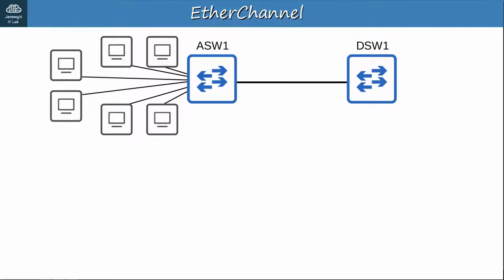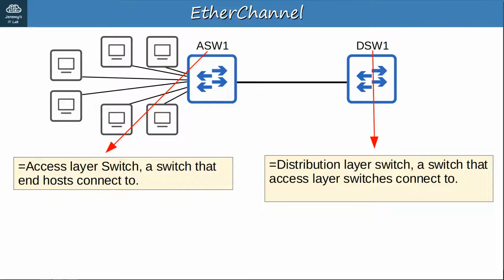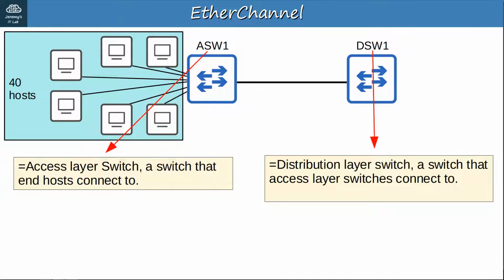So let me demonstrate a problem. We have two switches here, A switch 1 and D switch 1. I will talk about basic network design later in the course, but A switch stands for access switch, which is a switch that end hosts like PCs and servers connect to. D switch stands for distribution layer switch, which is a switch that access layer switches connect to. For this demonstration, let's say there are many end hosts connected to A switch 1, let's say 40 hosts, and they are all trying to access the internet to do their work.